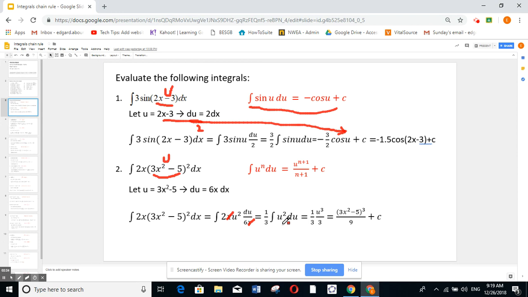Remains 1 over 3 inside. So it's of the form u to a power and du. So you add the power: n plus 1 over n plus 1. And you replace u at the end. Okay?